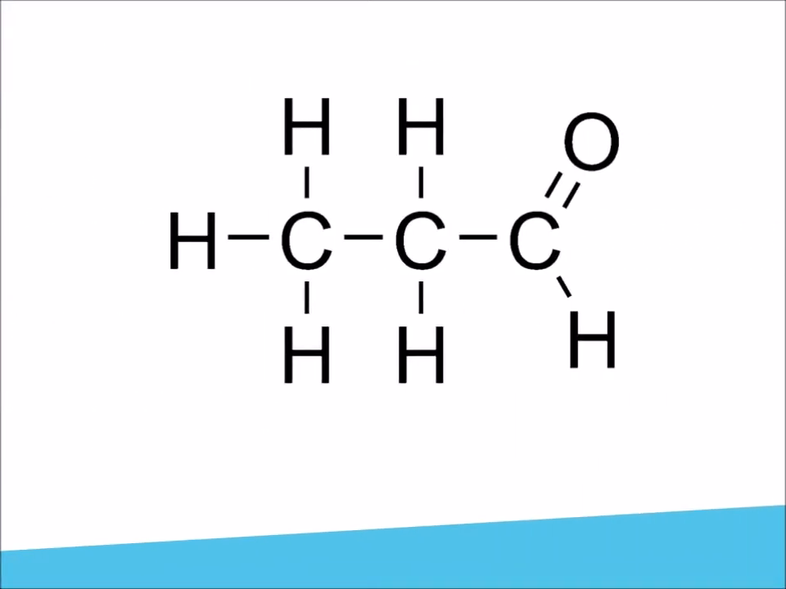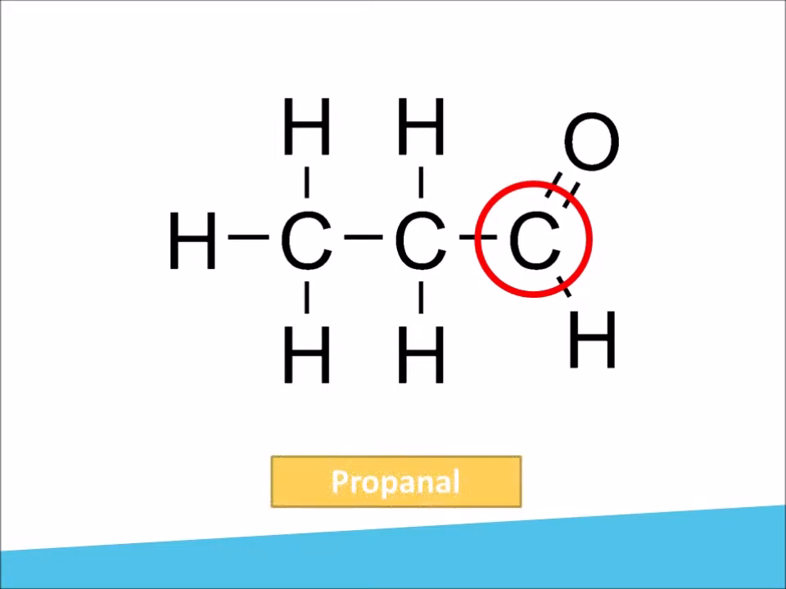In the example, we have 3 carbon atoms present, so we will make use of the base chain name propane. And since the double bonded O is found at the end of the chain, this means that the compound is an aldehyde. We will take its base chain name and change its ending to -al. Its new name will be propanal.